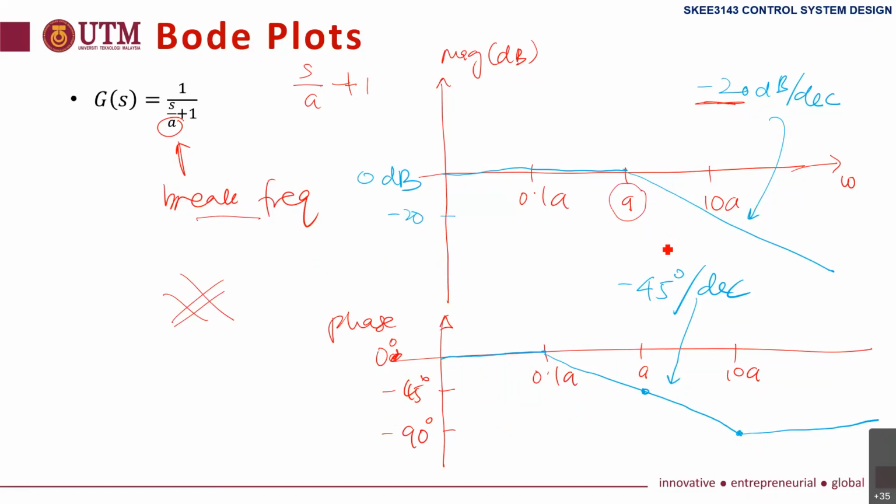And this is why we first normalize the transfer function from S over S plus 5 into S over 5 plus 1. Because we want to have it in this form, then we can obtain the Bode plot. It is obtained in this form if we have S over A plus 1.